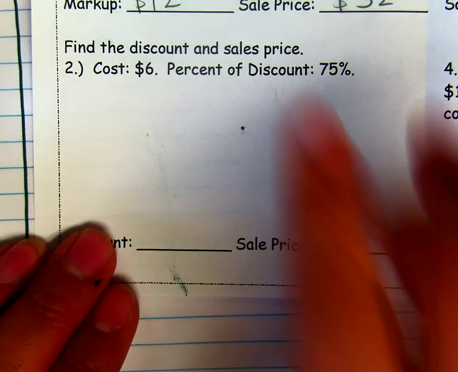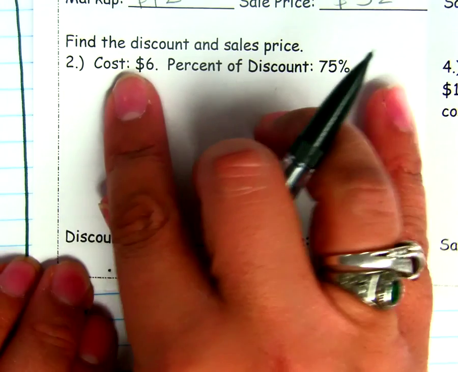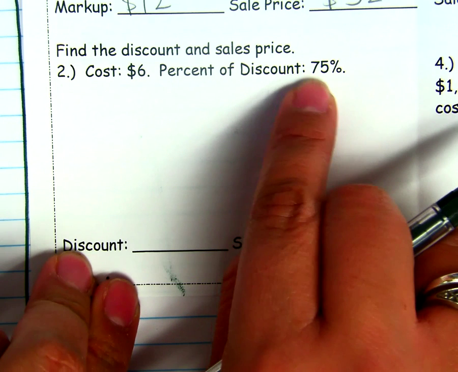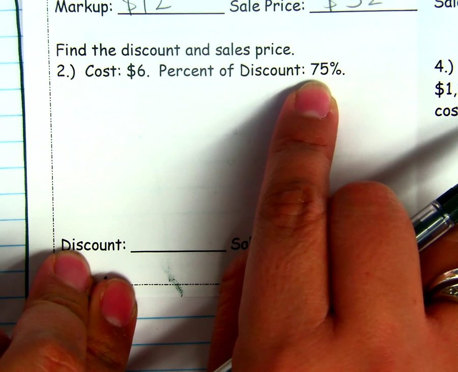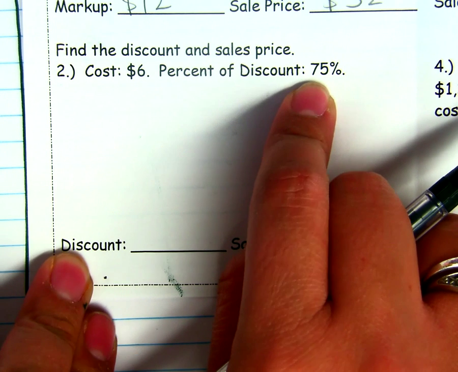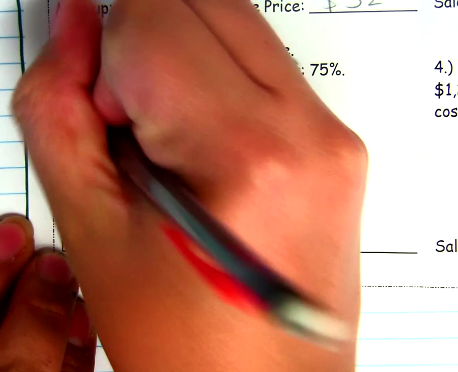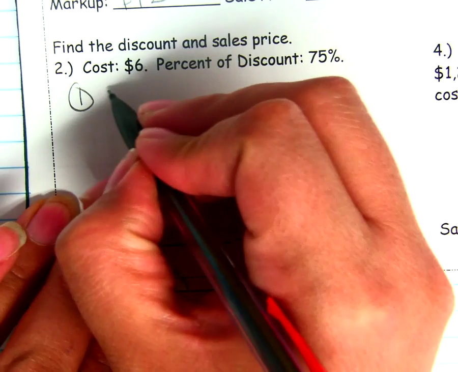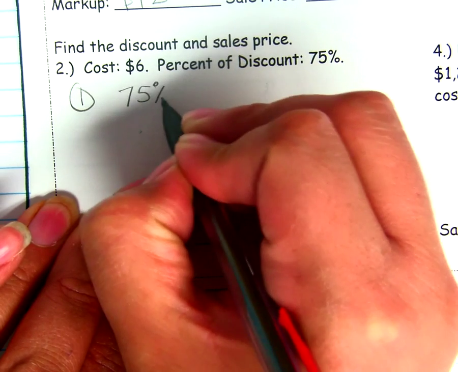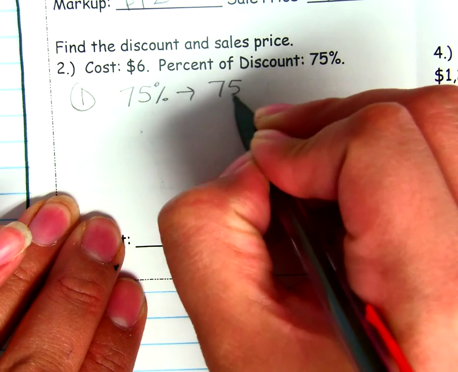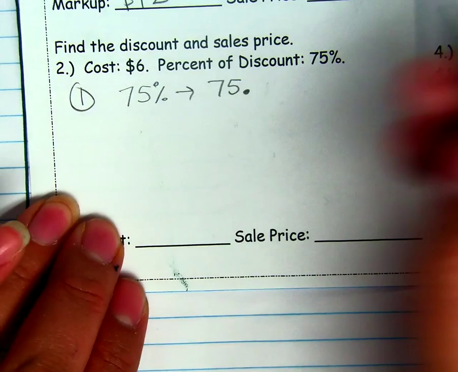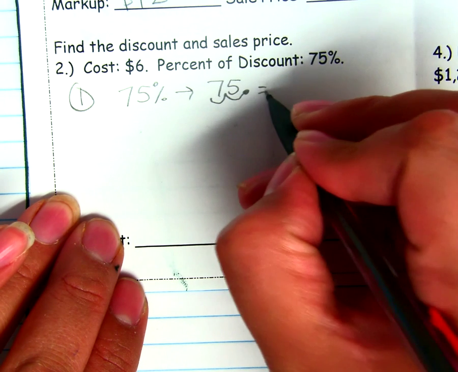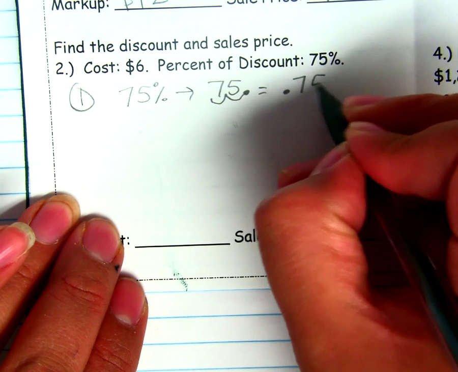Okay? So let's say you go to the store, you're going to buy something that costs $6, but it has a 75% discount. Okay? What was step 1? What do we do first? Change the percent to a decimal. Percent to a decimal, right? So 75% is actually 75.00, right? We move it twice to the left. That's going to be 0.75.